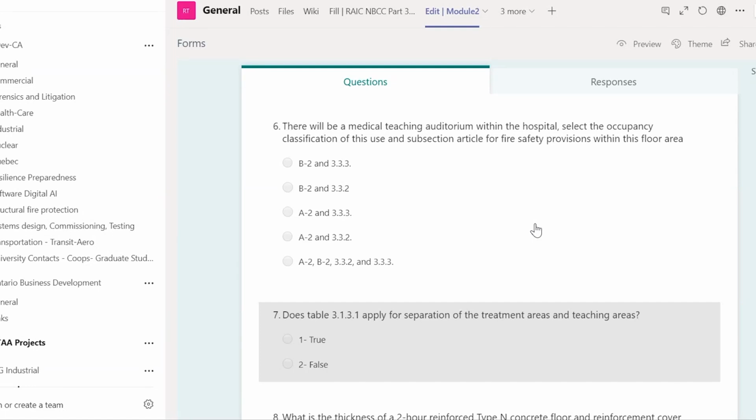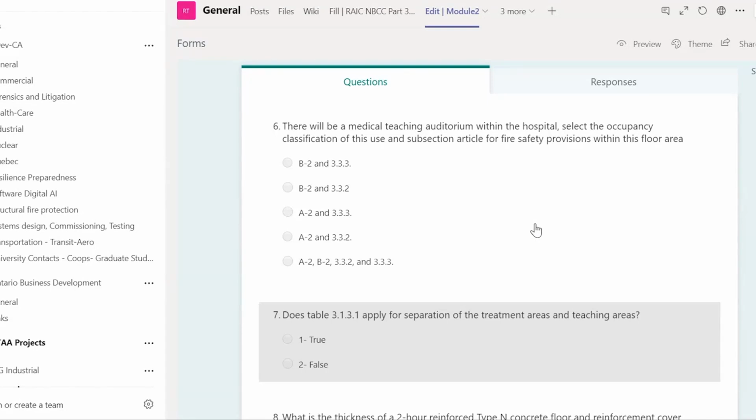Sure, that does make sense, but we are not provided with clarifications here on what kind of auditorium this is. Yeah, just assume that it's a teaching A2. Therefore, the separation would be applicable from table 3.1.3.1. No, we said the separation does not apply because it's not a major occupancy. It's intrinsic to the teaching hospital operation.